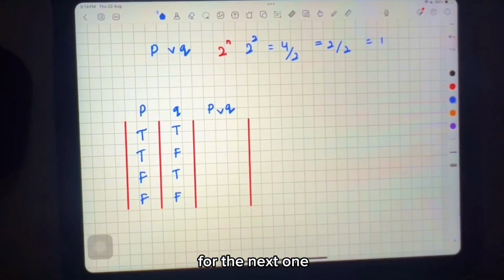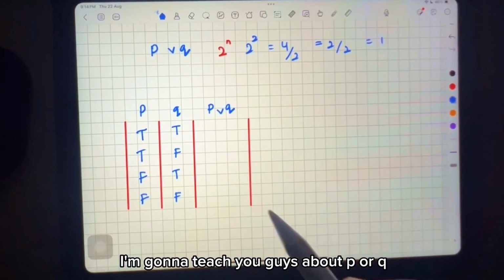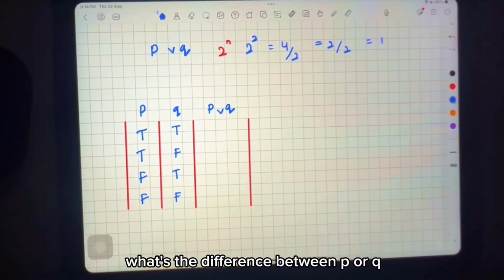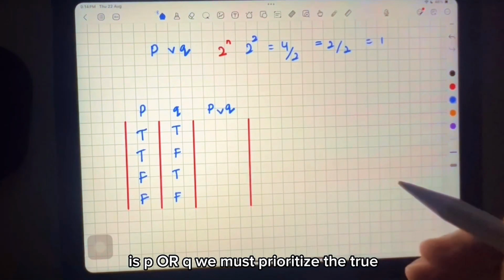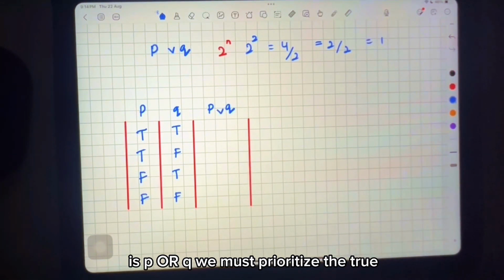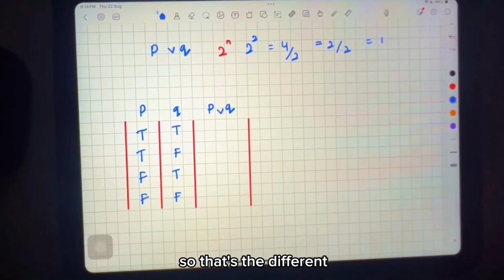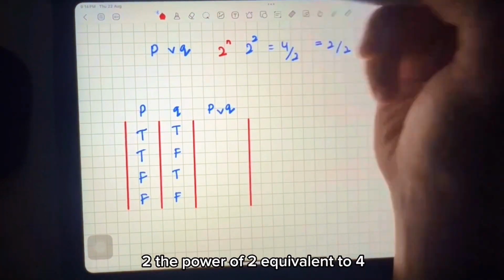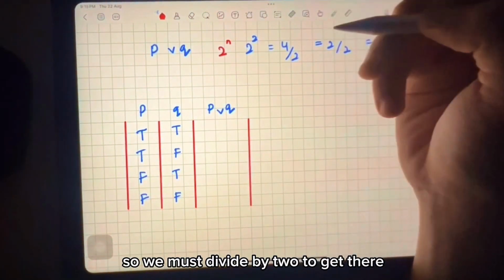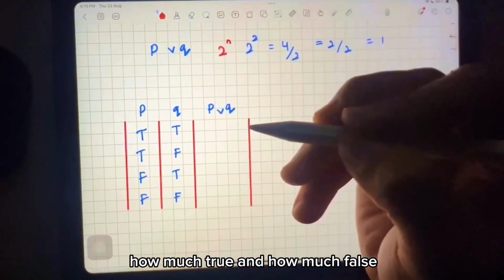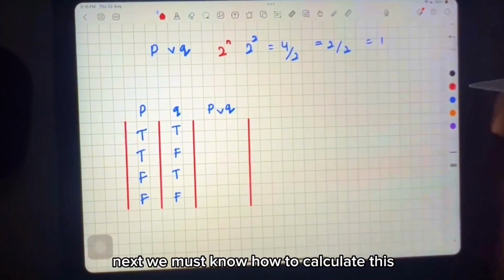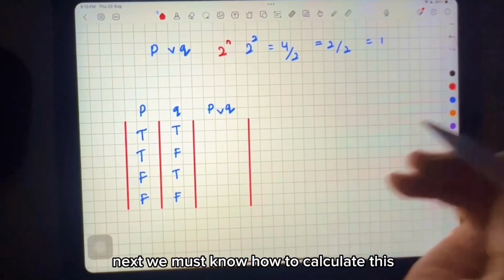Okay, for the next one, I'm going to teach you about P or Q. The difference between P or Q and P and Q is that for P or Q, we must prioritize the true. For P and Q, we must prioritize the false. So that's the difference. The arrangement is still the same: 2 to the power of 2 equals 4, so we must divide by 2 to get how many true and how many false. Next, we must know how to calculate this.